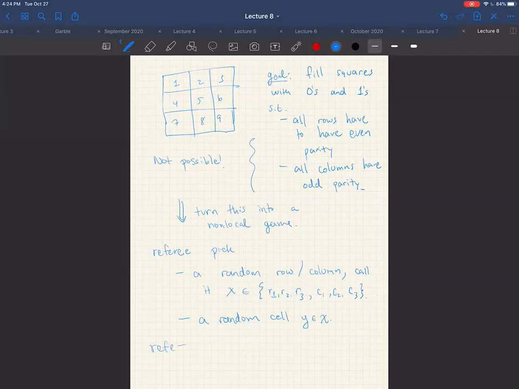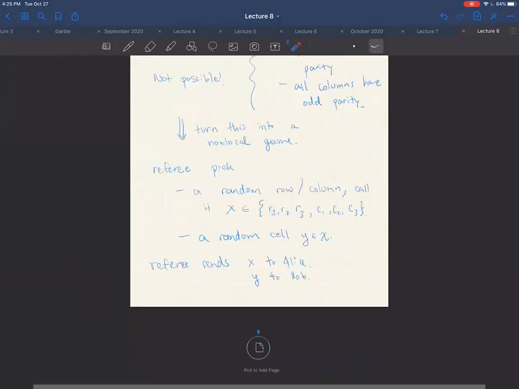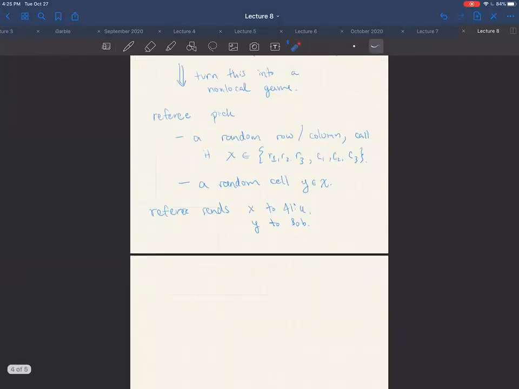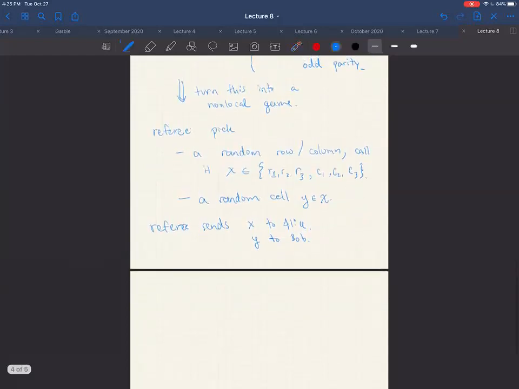So the referee will pick these things, and then the referee sends X to Alice, and then Y to Bob. The important thing is, when Alice gets, let's say, a column, she has no idea which of the 3 cells Bob received. And on the other hand, when Bob sees his cell, he doesn't know whether it was the row or a column that intersected that cell, which one Alice got. Okay, so they have incomplete information about the questions. So what are they supposed to respond with?